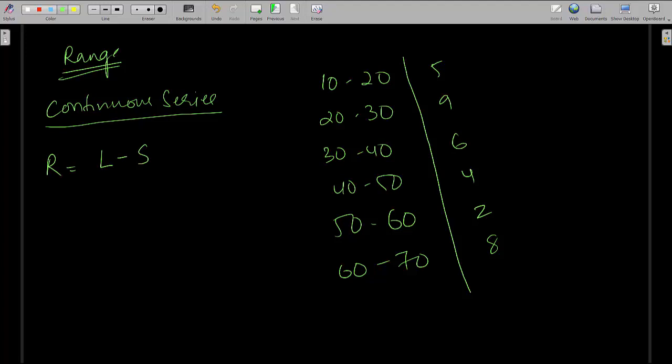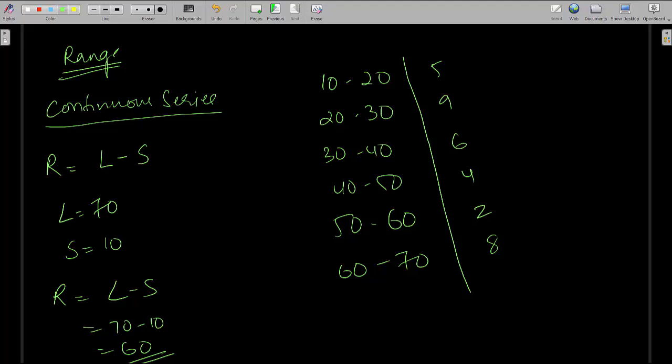While calculating range in continuous series, you have to look at the class interval. The highest class interval is 70, right? So you write L is equal to 70 and the lowest is 10, so S is equal to 10. Now put this in the formula. Range is equal to L minus S, that is 70 minus 10, which is equal to 60. So this is your range value.